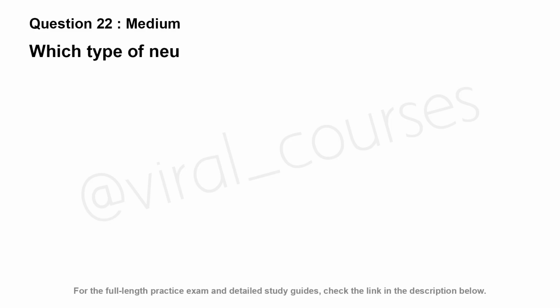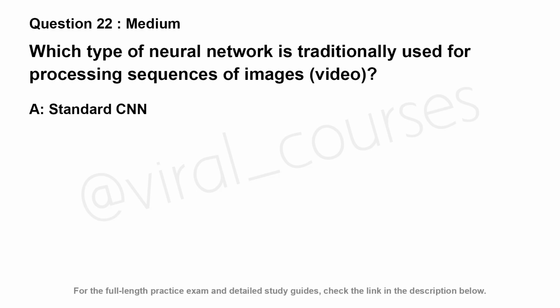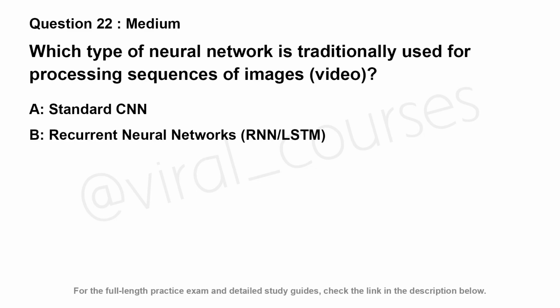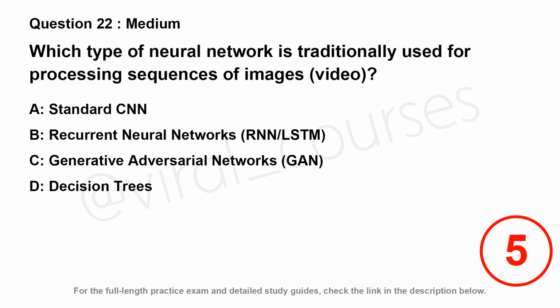Which type of neural network is traditionally used for processing sequences of images, video? Option A. Standard CNN. Option B. Recurrent neural networks, RNN, LSTM. Option C. Generative adversarial networks, GAN. Option D. Decision trees.